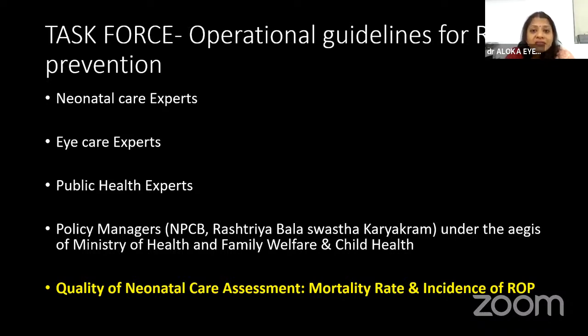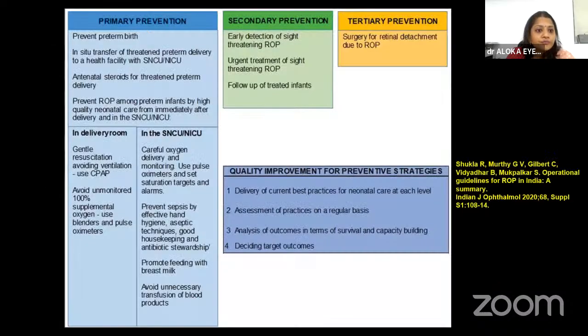So ROP itself is a very important factor to determine the quality of neonatal care in the NICU. And we would be happy to share that the incidence of ROP in the last 5 to 6 years in the KIMS Cuddles NICU is almost less than 1%. So that shows the level of quality care in the NICU.